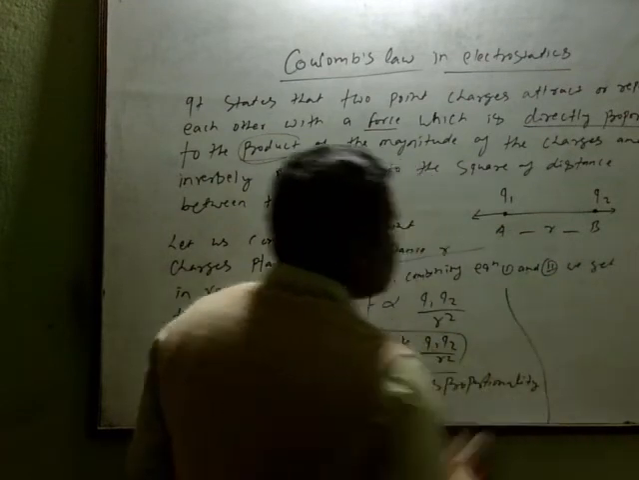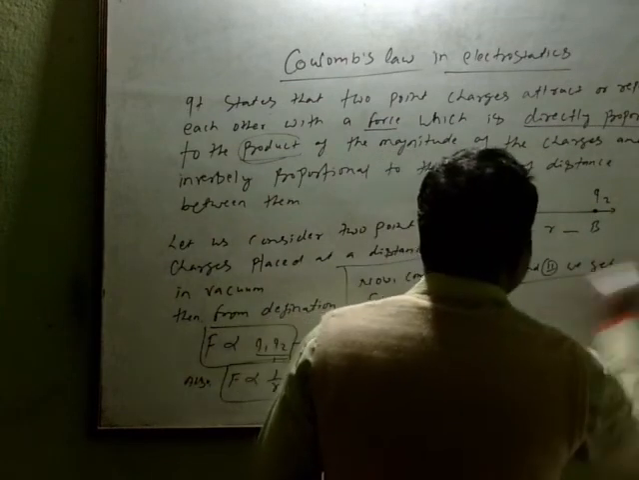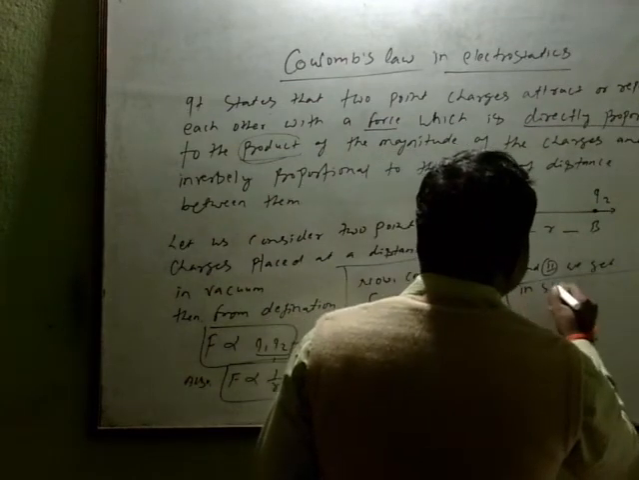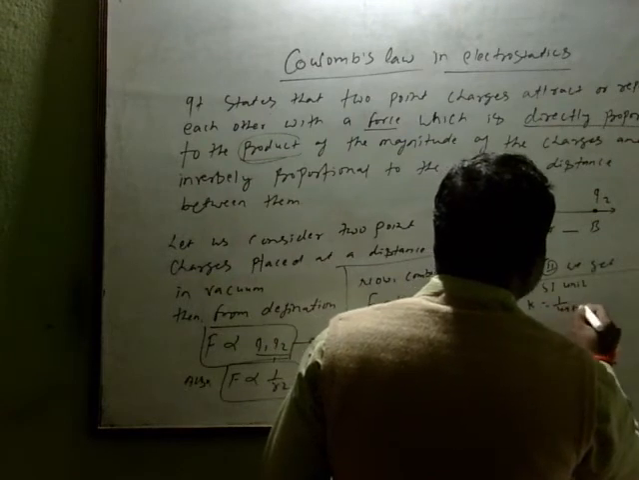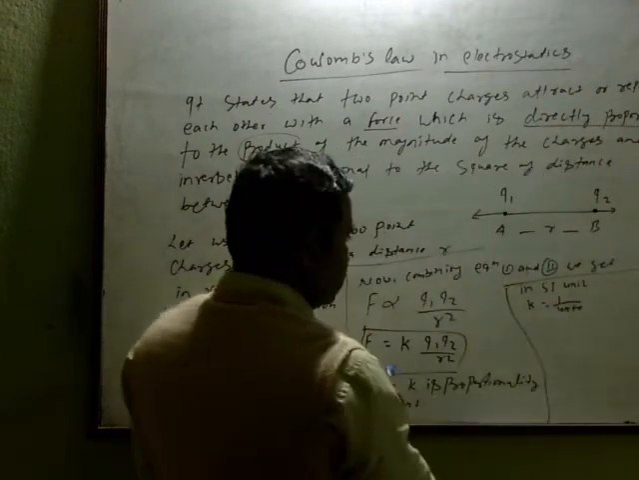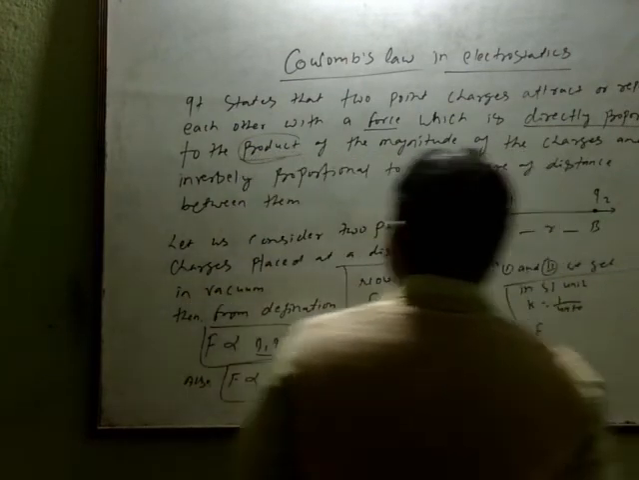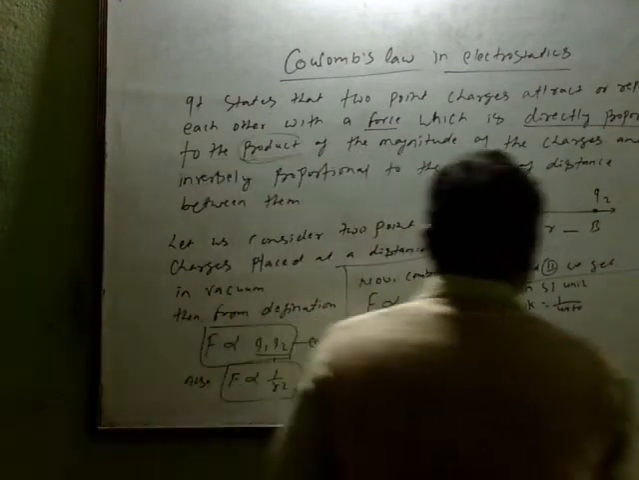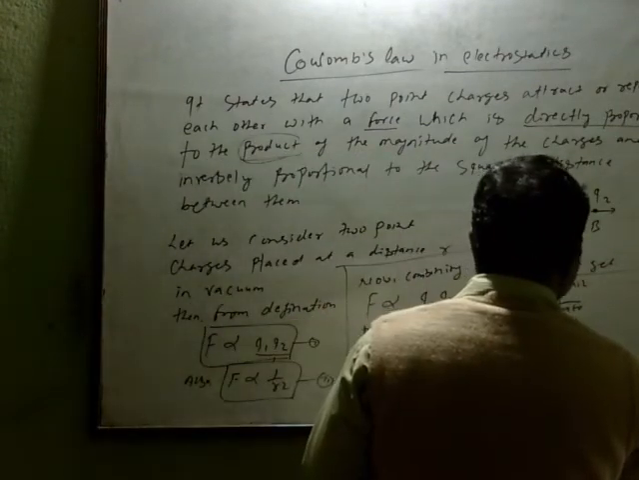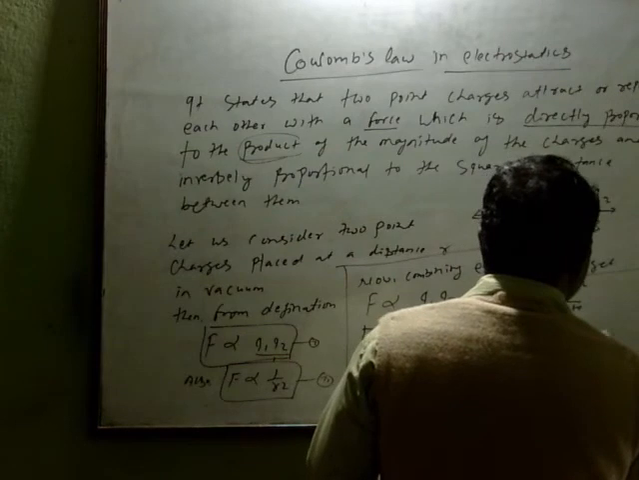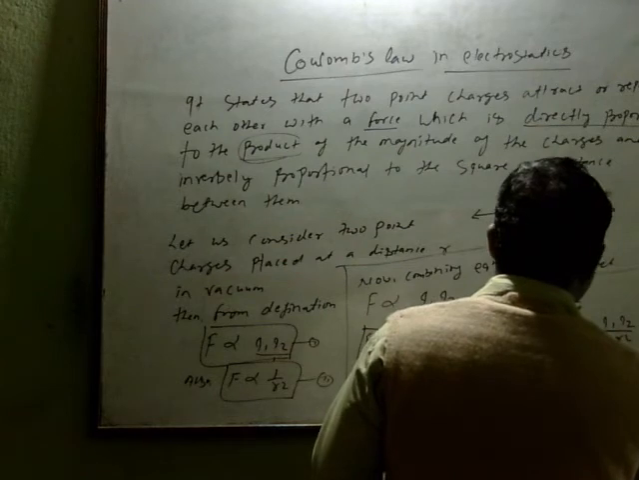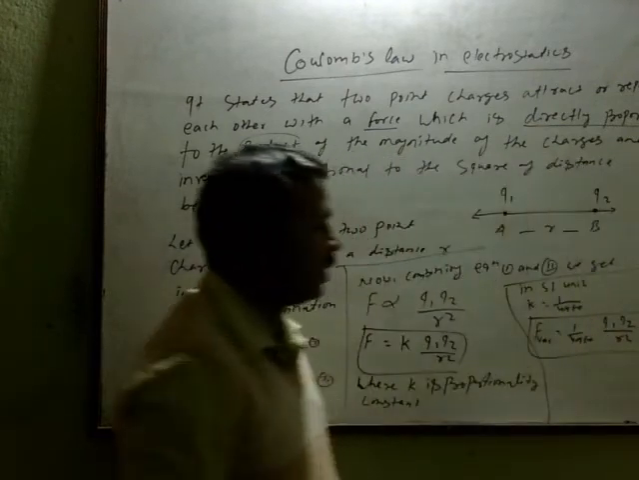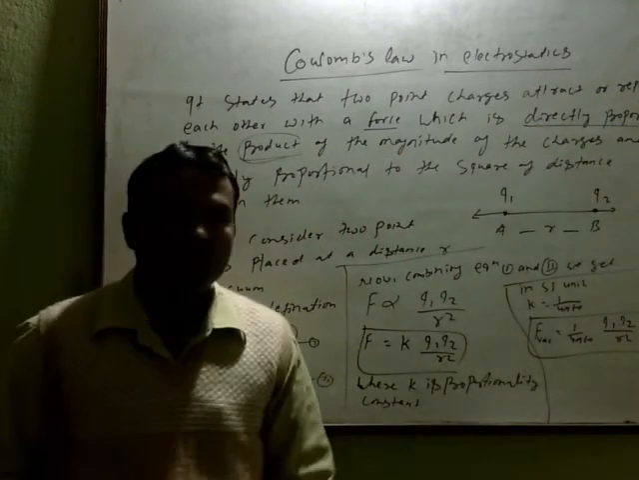In SI unit, what is the value of K? In SI unit, K equal to 1 by 4 pi epsilon naught. So then what will you write here? F, if it is placed in vacuum, then here also you can write F vacuum, or air also, equal to 1 by 4 pi epsilon naught Q1 Q2 by R square. Okay, this is the formula and this gives Coulomb's law.